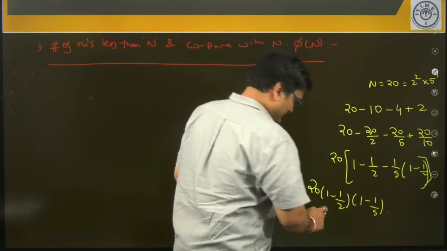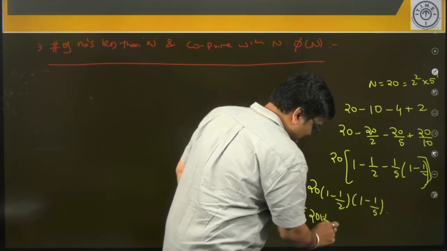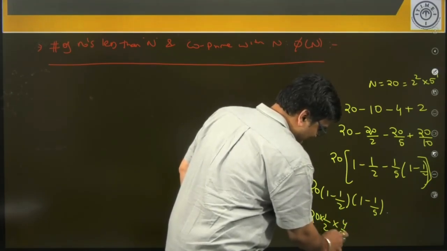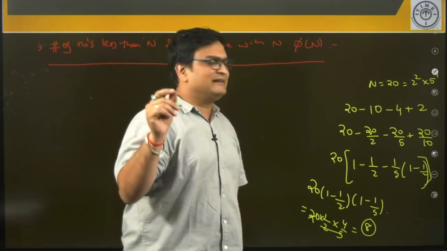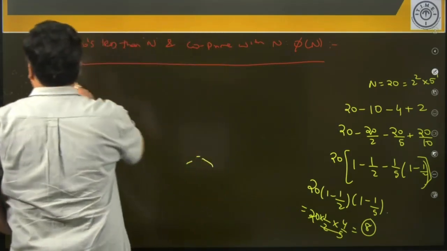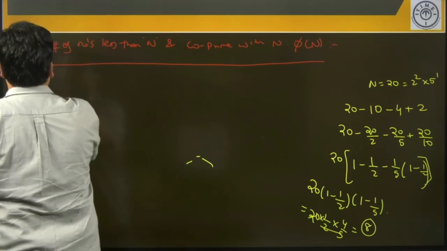And when you simplify this, 20 into 1 minus 1 by 2 is half, into 4 by 5. So when you solve this, it's going to be 8. So there will be 8 numbers less than 20 and also co-prime with 20. Let's verify that. Is it actually correct?